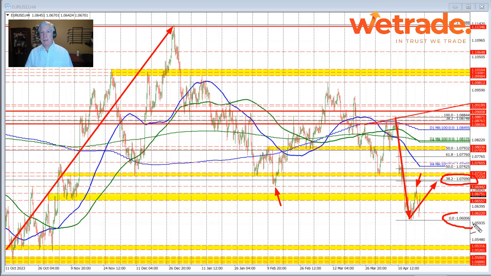So 1.06 on the downside, 1.0709 on the upside, about 109 pips overall. And in between, we have this swing area between 1.0655 and 1.0675.